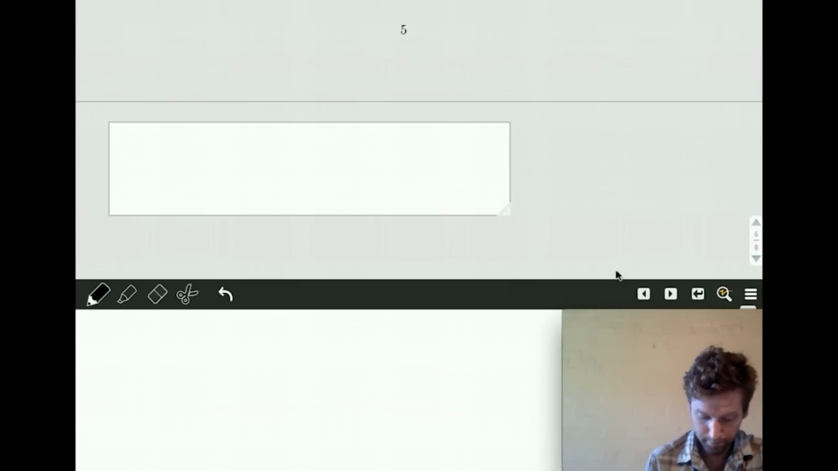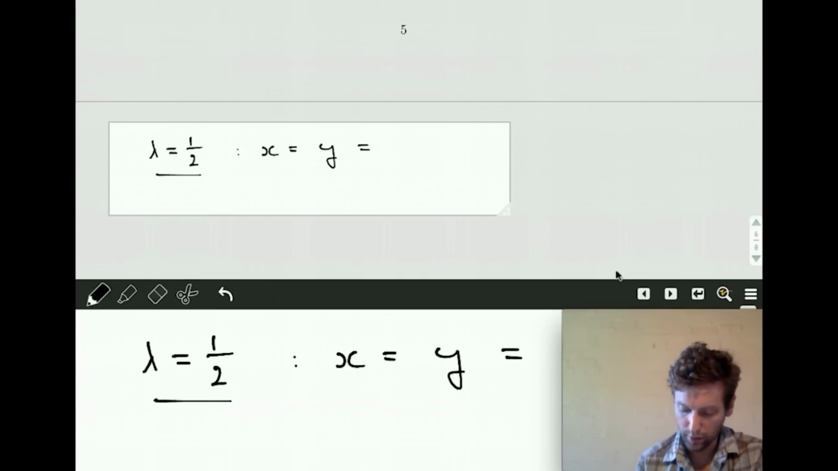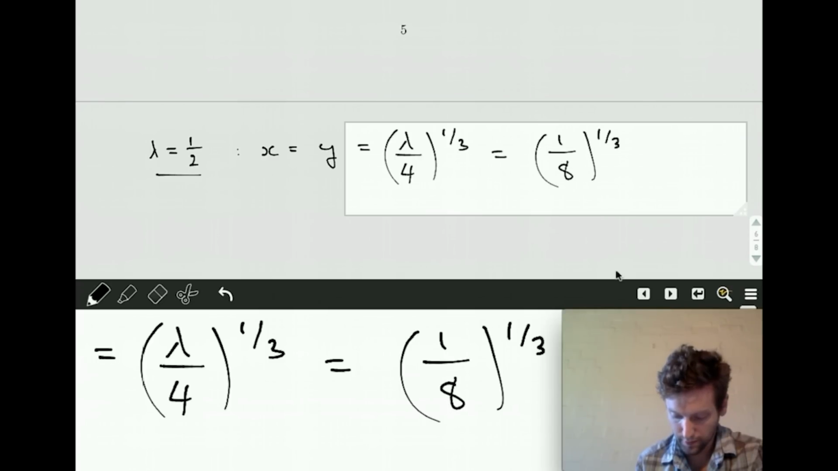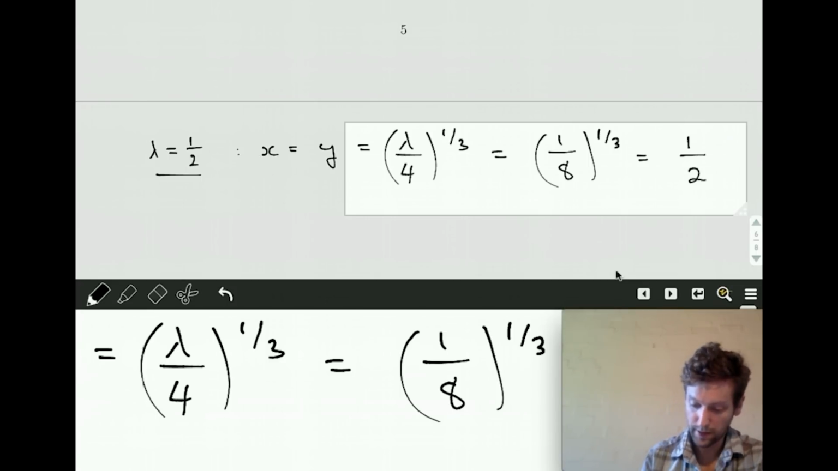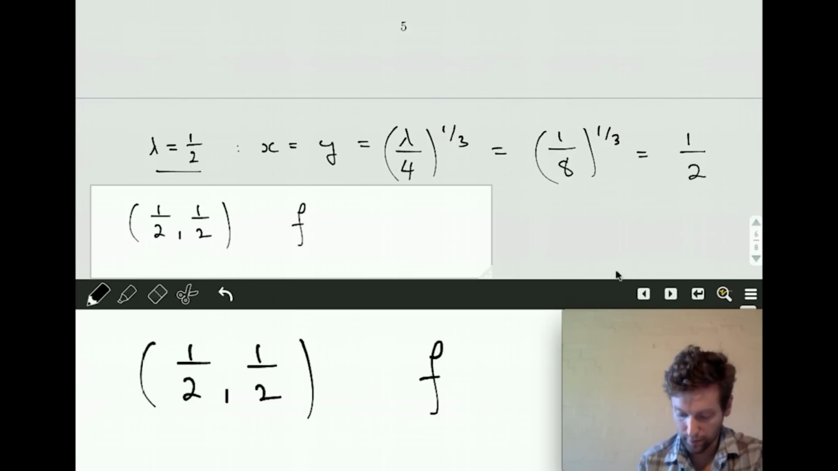So we've got lambda is equal to 1/2. We saw that x was equal to y was equal to lambda over 4 to the power of 1/3. Lambda is 1/2, so I get 1 over 8 to the power of 1/3. That's the cube root of 1 over 8, which is 1/2. So I get the point x is equal to 1/2, y is equal to 1/2. What's the value of my function there?